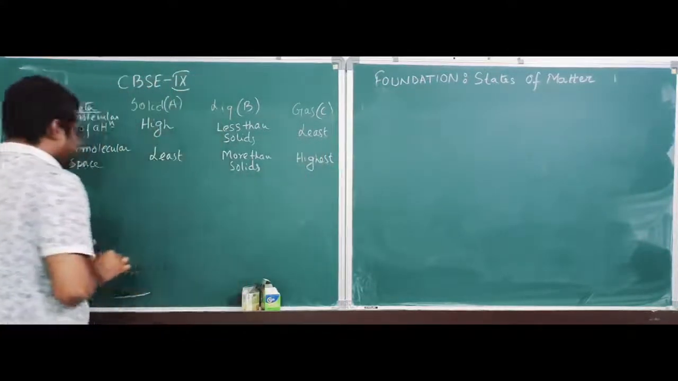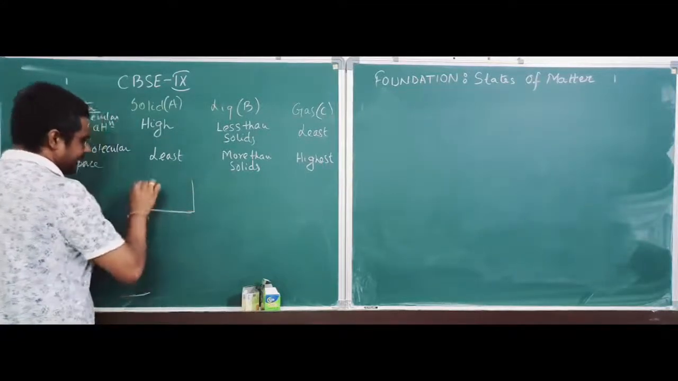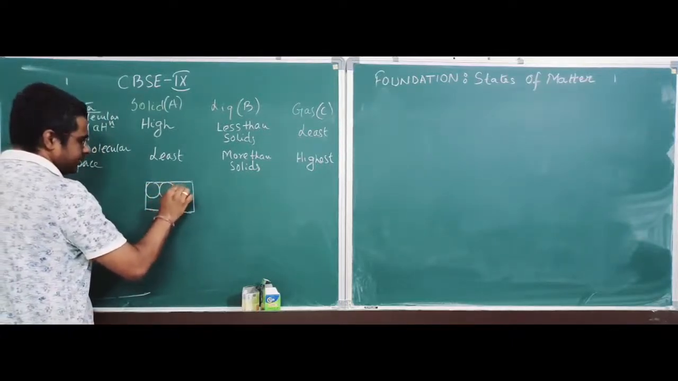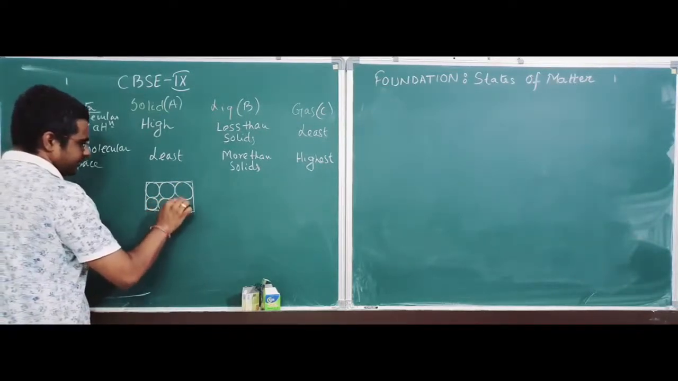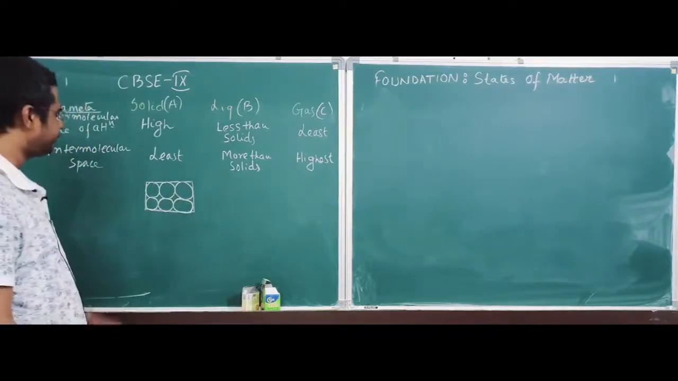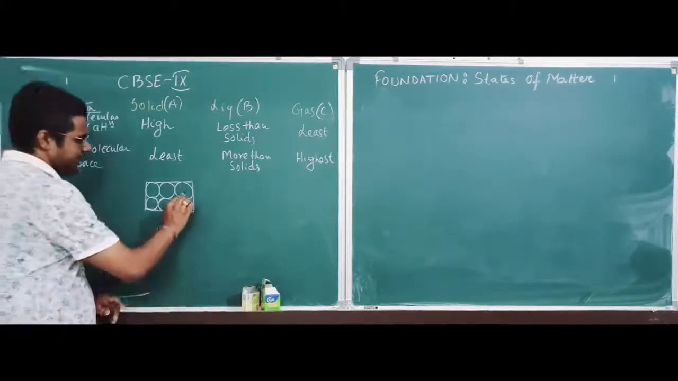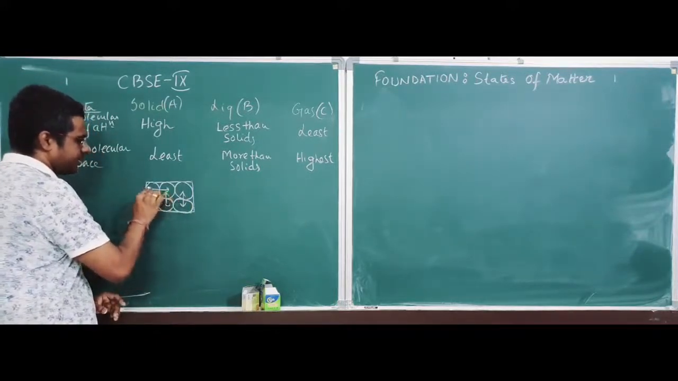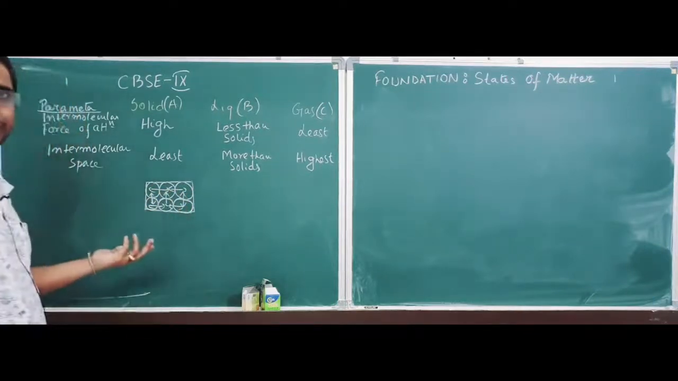So let us now draw a picture on this intermolecular space in case of solid. As the attraction is very high, it is tightly packed like this. This is a solid, as you can see right now, tightly packed. There is no intermolecular space, that is least. The reason being the intermolecular attraction between these is very very high. So there is no space between the molecules.